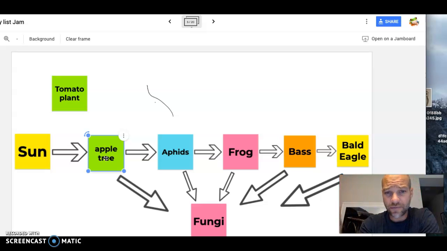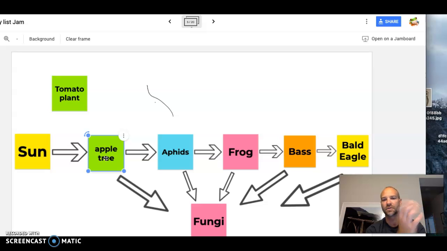Could that be eaten by aphids? Yeah, aphids are a tiny little arthropod. They eat the sap from plants. They're a really, really small bug. I doubt a frog would eat aphids. You could, if it's a small frog, yes, for sure. Let's leave it in there. Let's say the frog eats the aphid.